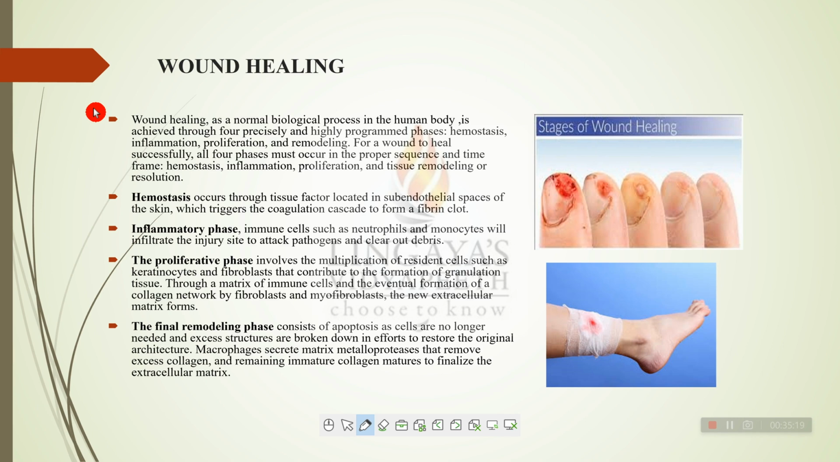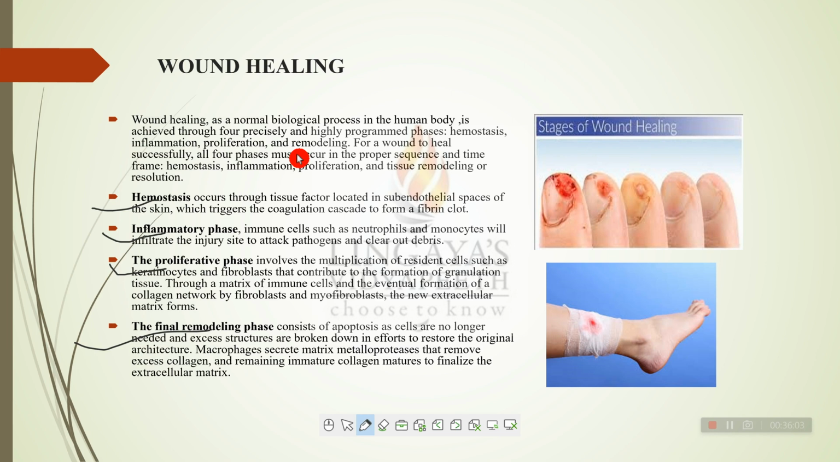Next function of the integumentary system is the healing of wounds. It is a normal biological process in the human body. It is achieved through four precisely and highly programmed phases, which are number 1 hemostasis, number 2 the inflammatory phase, number 3 the proliferative phase, and number 4 the final remodeling phase. So wound healing is also performed by the integumentary system. For proper healing of the wound, it is important that all these four phases occur in proper sequence and time frame. So what is hemostasis?